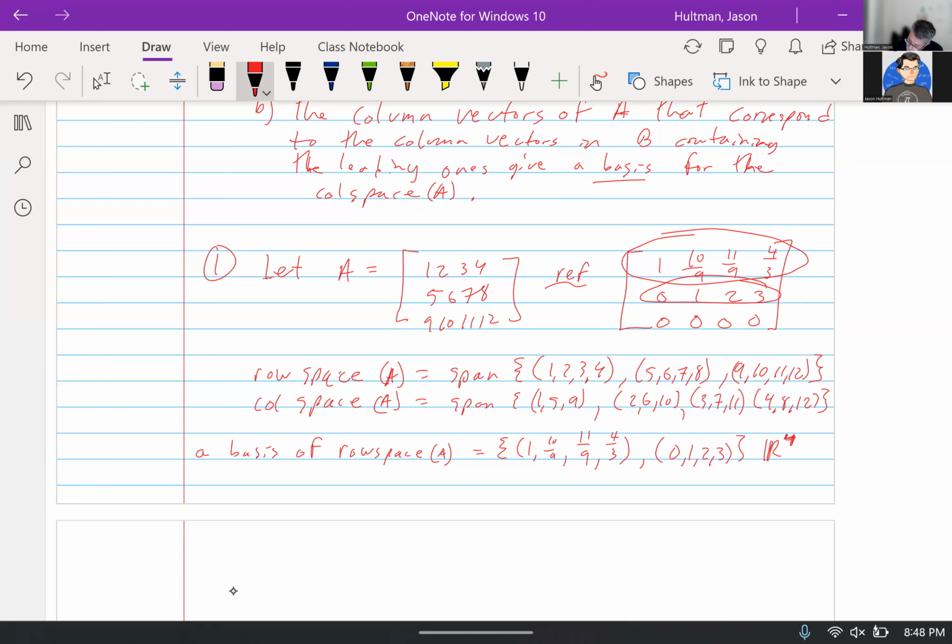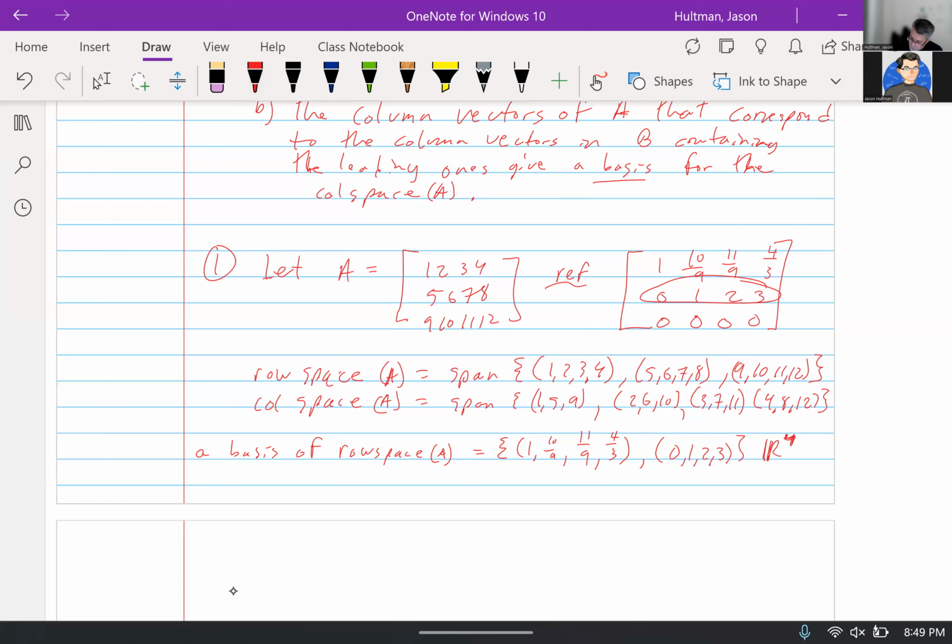So the dimension of the basis, it's in R4, because there are four unique entries there for each of those vectors.